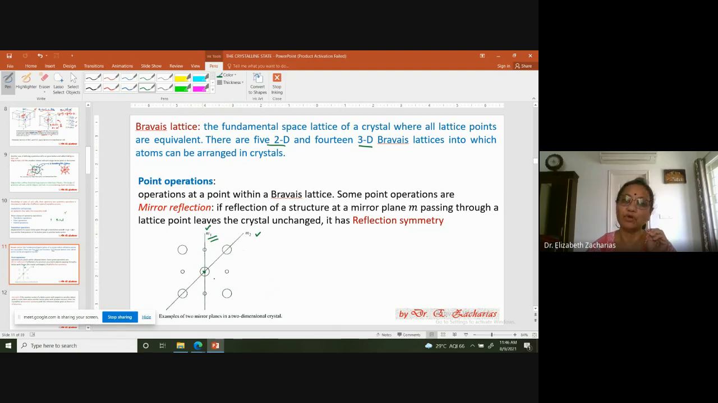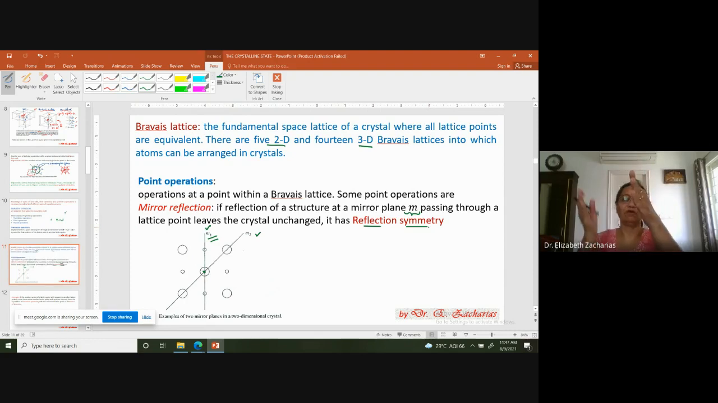Similarly, we may be talking about M3 also. Now, whenever you are talking of a mirror reflection, and the type of mirror reflection, you have to write M. M denotes mirror reflection about a lattice point, and after the reflection, the structure remains undisturbed. So that's why we say that such a crystal has got a reflection symmetry.